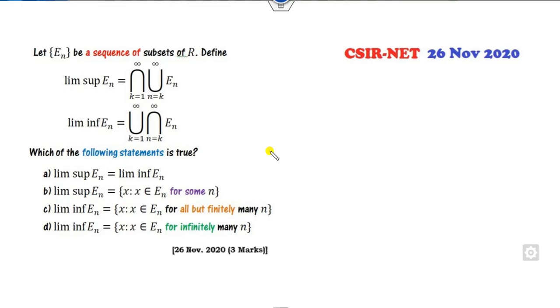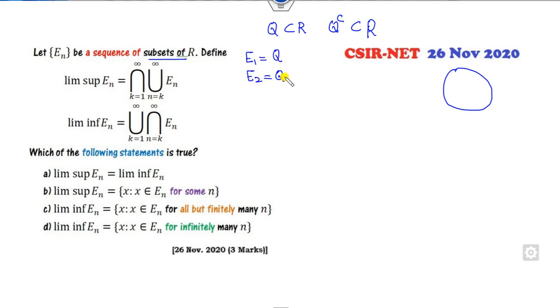Look at this another one. This is from December 2022. En is a sequence of subsets of R. This is my R. What is a subset of this? Q is a subset of R. Q complement is a subset of R, and so on. Define it like this: E1 is my Q, E2 is my Q complement.